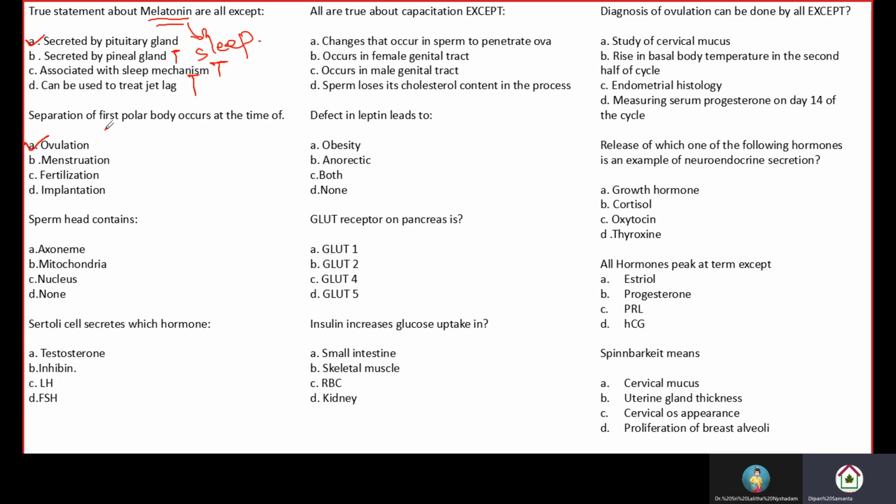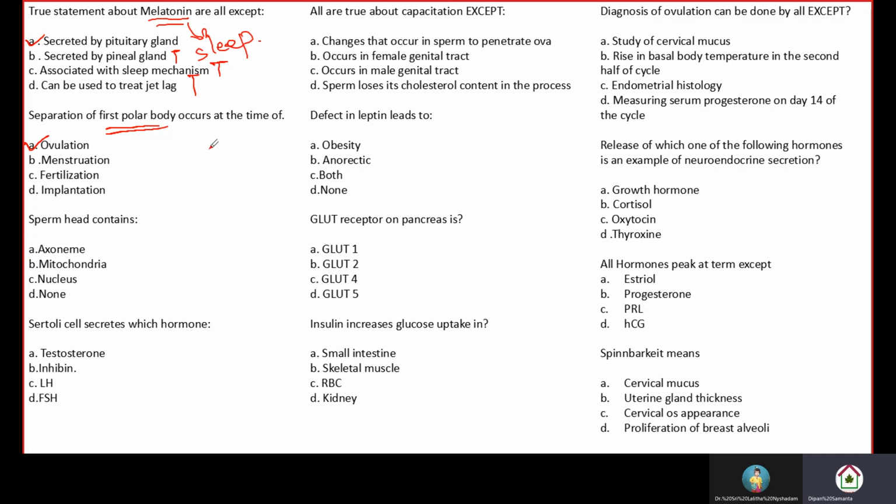Okay, so the first polar body, ovum, divides into first polar body, and then ovulation occurs. So the separation of first polar body occurs during ovulation, and the primary oocyte becomes secondary oocyte, right?